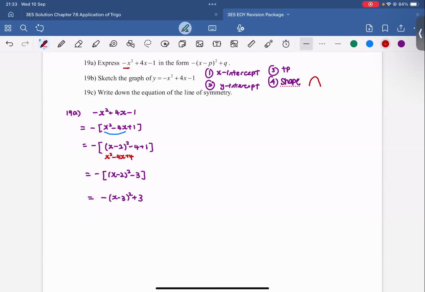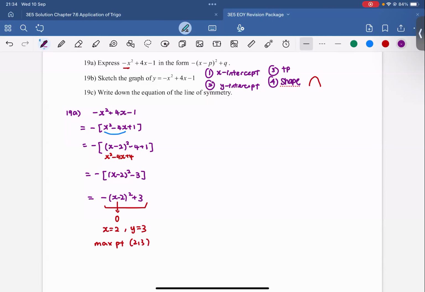Turning point becomes easy to tell. I can see from the completed square form. Oh, I wrote it wrongly, this is 2. Very easy to tell from here. You just need to make this thing 0. So where will this be 0? When x is equal to 2. When this whole thing is 0, the y is just 3. So this tells me that the turning point, maximum point, is 2, 3.